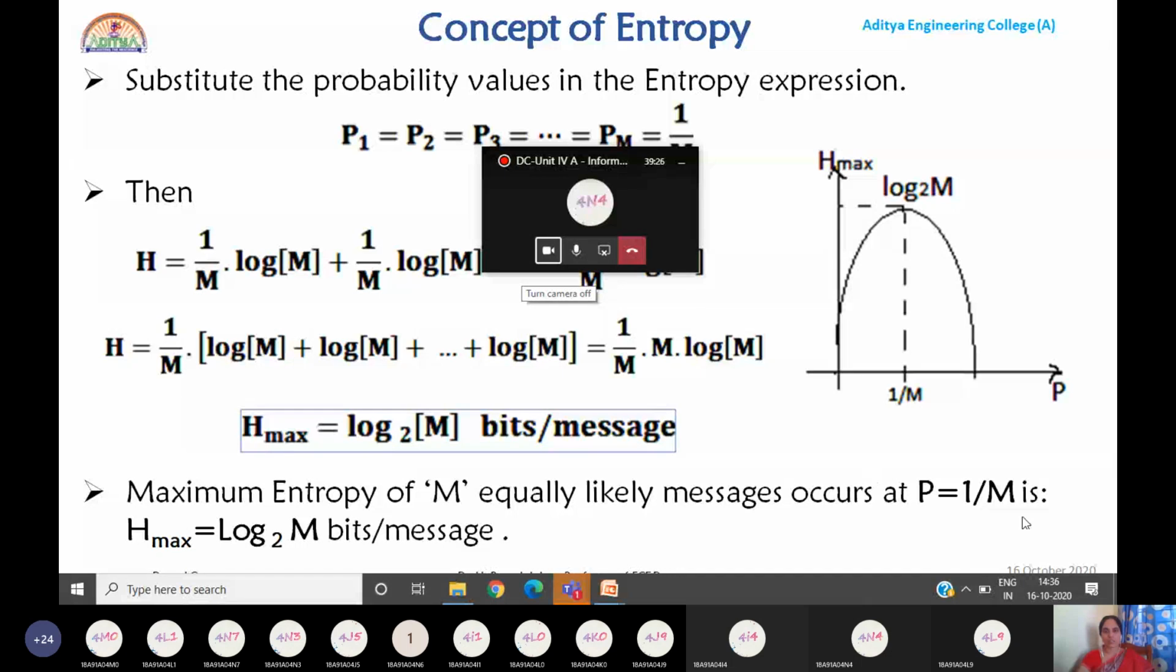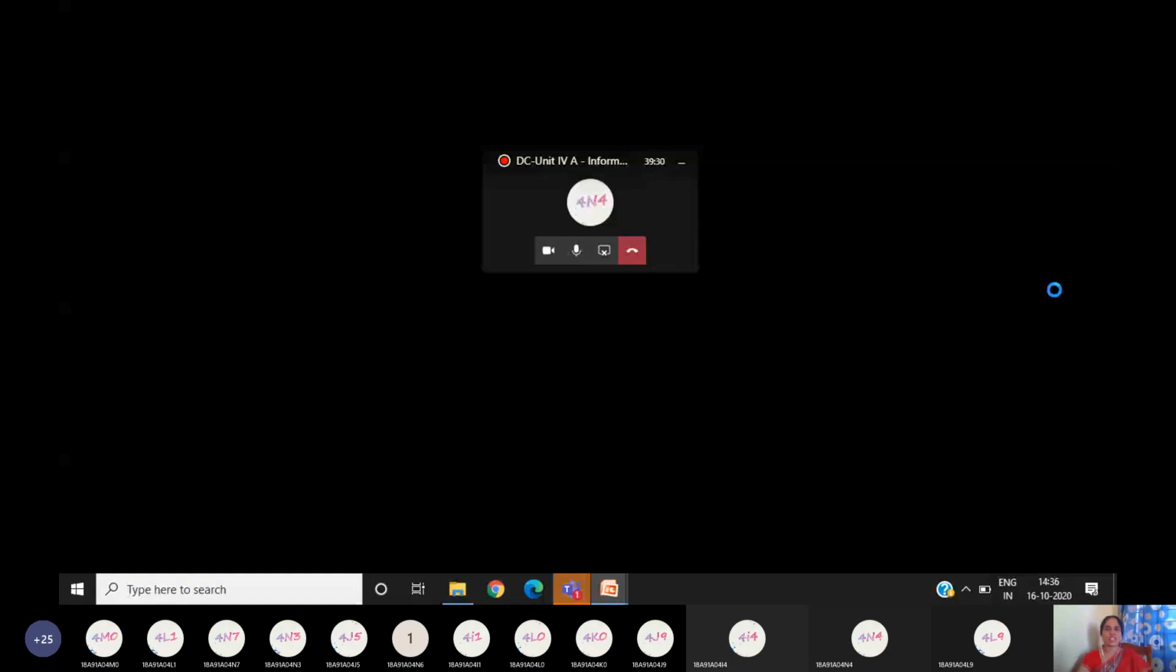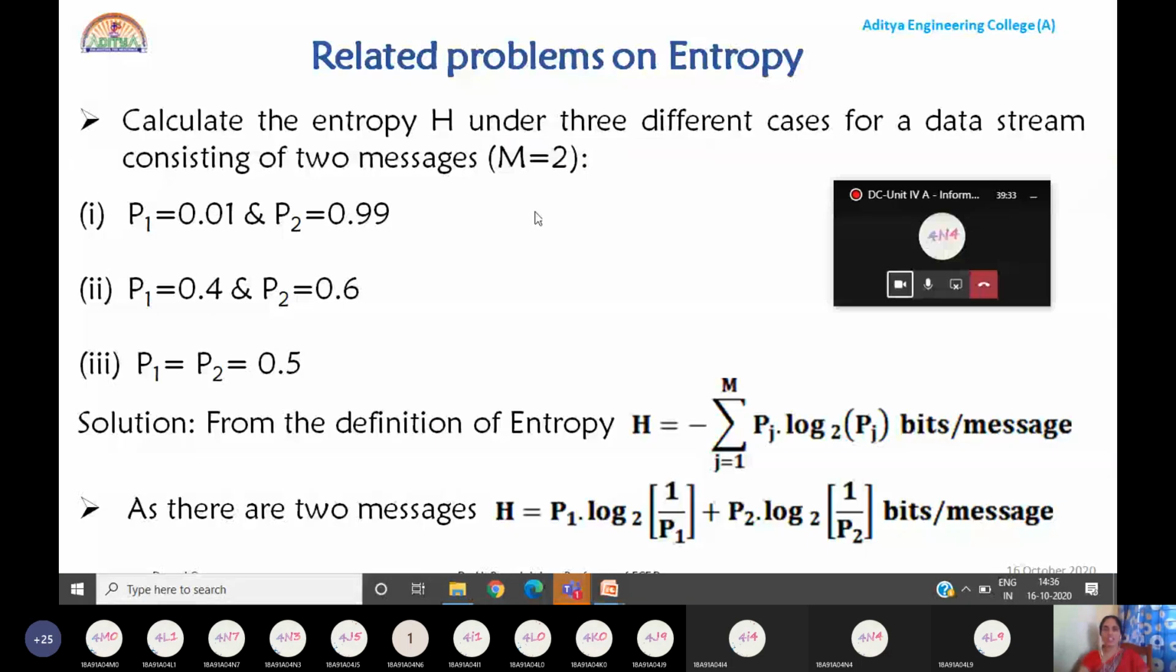Let us do this problem. Here let us calculate the entropy under three different cases for a data stream consisting of two messages. So m is 2. The data stream consists of only two messages. What are the two messages? P1 is equal to 0.01 and P2 is equal to 0.99. This is the first condition. And the second condition is P1 is 0.4 and P2 is 0.6.